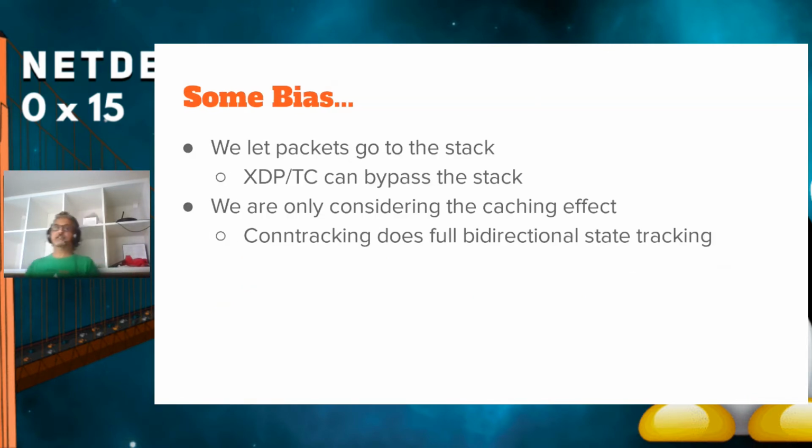We had some bias. The bias was that XDP, TC, for example. The people who love XDP and TC BPF will say, why didn't you just bypass the stack and go all the way to the egress using Mirred, for example? We wanted to have an orange to orange comparison, so we let the packets go up to the stack. And actually, as a matter of fact, at some point, the stack was the bottleneck for both of them.